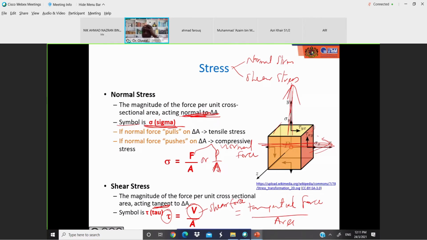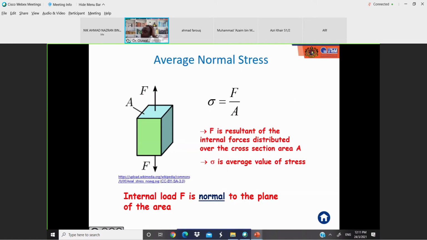Now we're going to be looking at average normal stress. First we'll be looking at normal stress, then we'll come back and discuss shear stress in detail. So your average normal stress is force divided by area, where your F is the resultant of the internal forces over the cross-section area, and your sigma is the average value of your stress. If you have your internal force normal to the plane of the area, then it's called normal force.